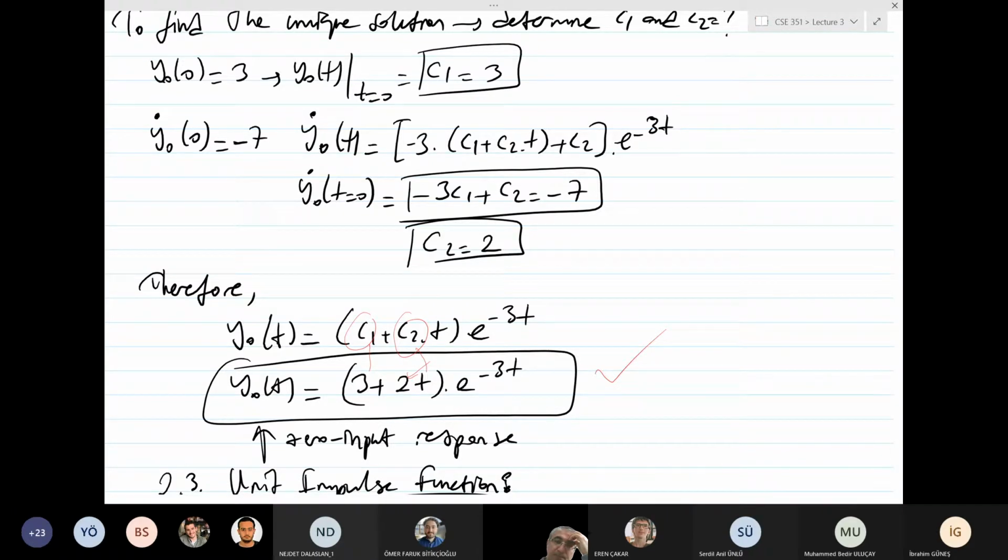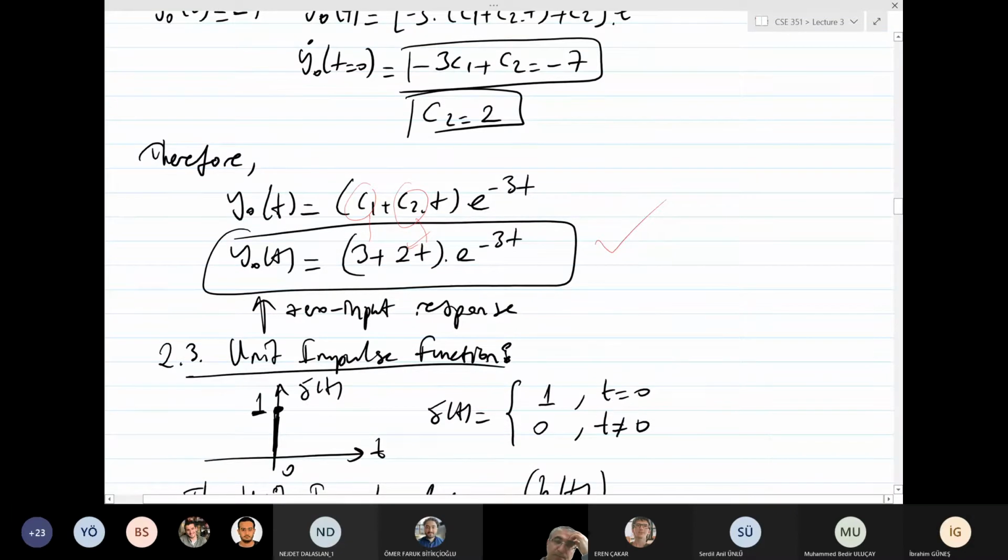This is how we determine the zero input response of a system. Any questions, guys? Okay.